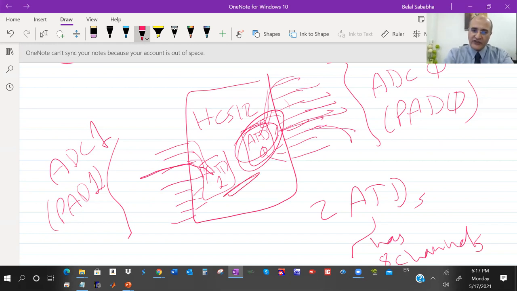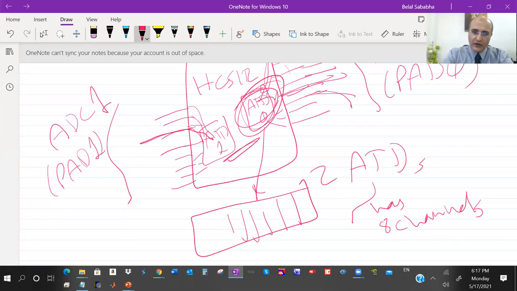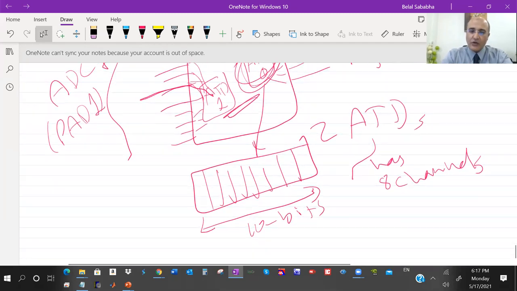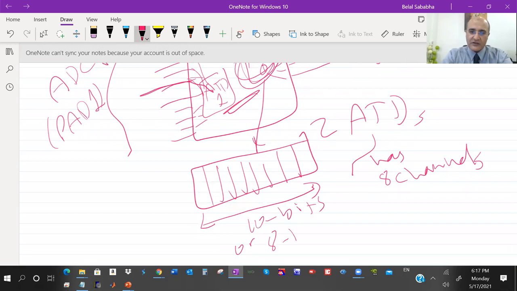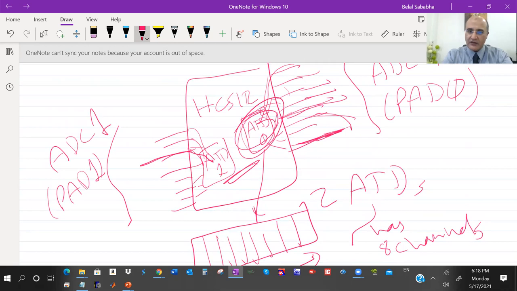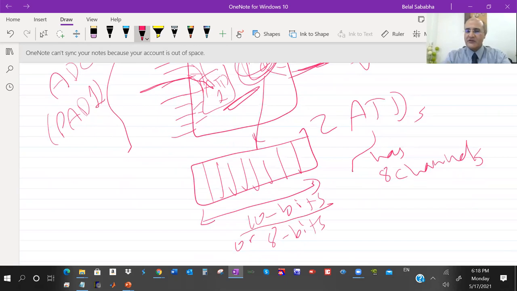So we have two A to Ds. Each A to D is connected to 8 pins, 8 channels, okay? The A to D, each one of them, is able to produce a number of 10 bits or 8 bits. So the reading on any channel, on any of the A to Ds, the voltage can be represented in 10 bits or 8 bits.